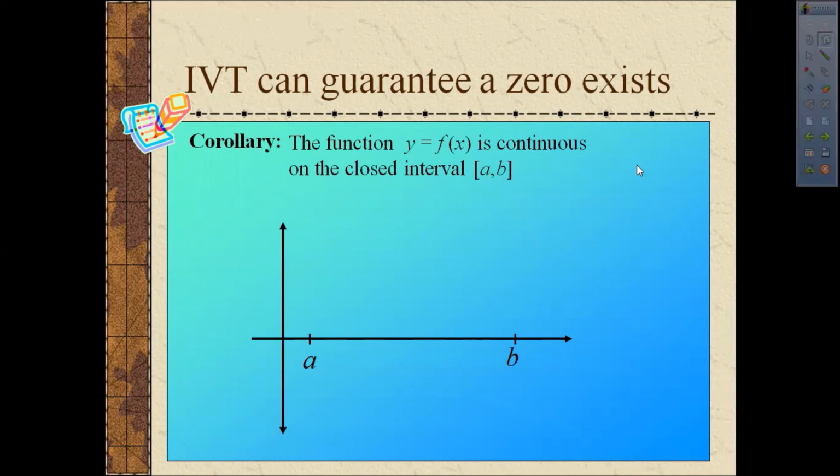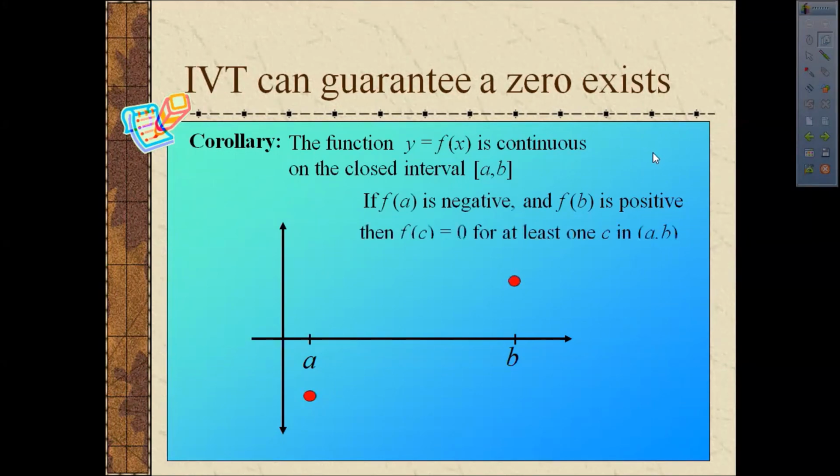Here's that conclusion written in mathematical terms. If the function y equals f of x is continuous on the closed interval a to b, and if your first function value f of a is negative and your second function value f of b is positive, well then you're guaranteed that somewhere in between the function value has to equal 0. So one of the zeros of the function must be between a and b. And of course, the same would be true if we started with a positive function value and ended with a negative function value. Somewhere in between there, the function had to cross the x-axis.